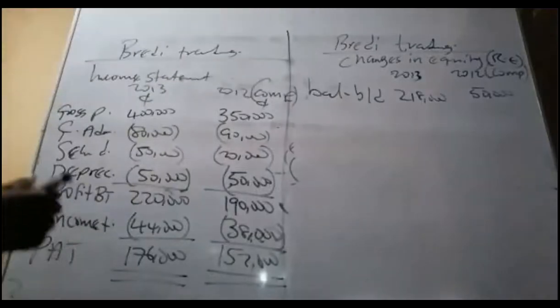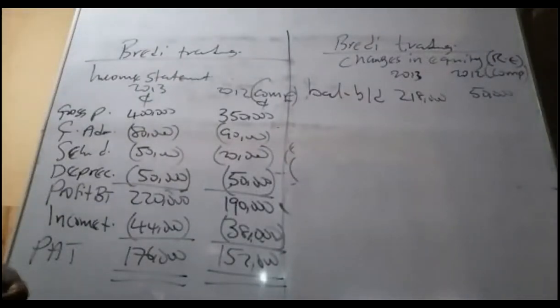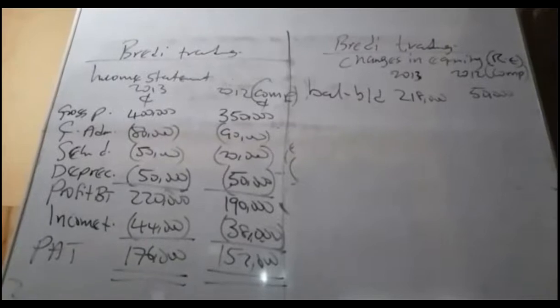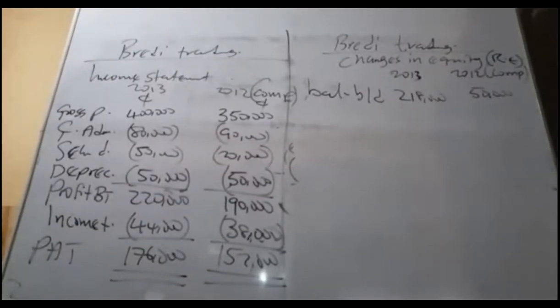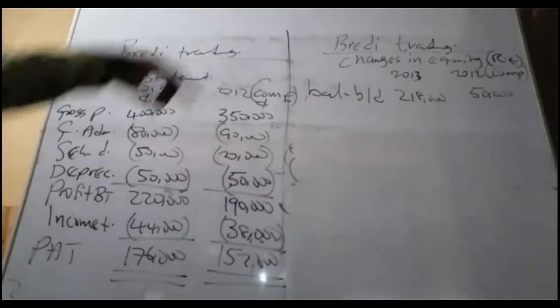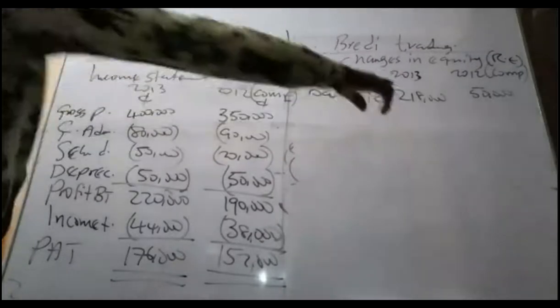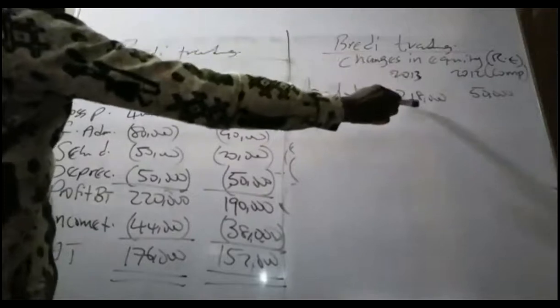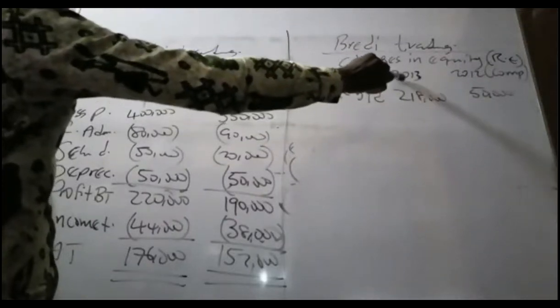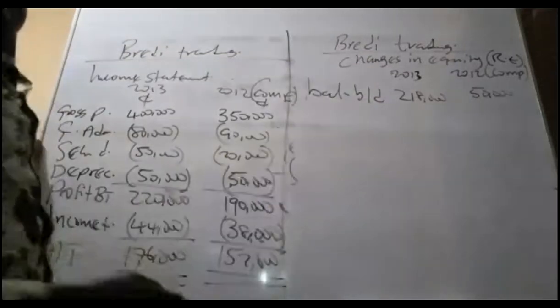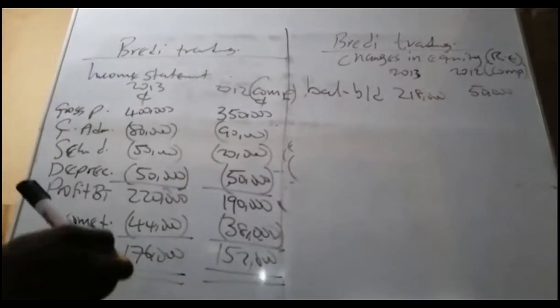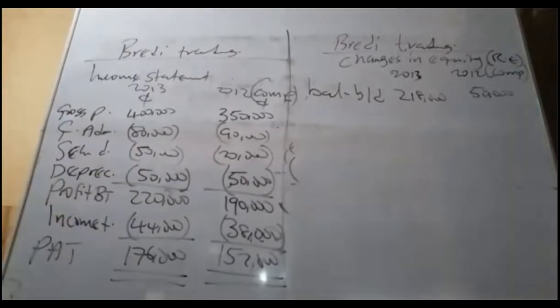Now, I want everyone here. I'm going to ask a question. The person who scores correct will smile. This is the question. Have you seen these two retained earnings here? The 50,000, which is the 2012 open balance, and the 218,000, which is the 2013. Which of these two figures, 2012 or 2013, contains the error?